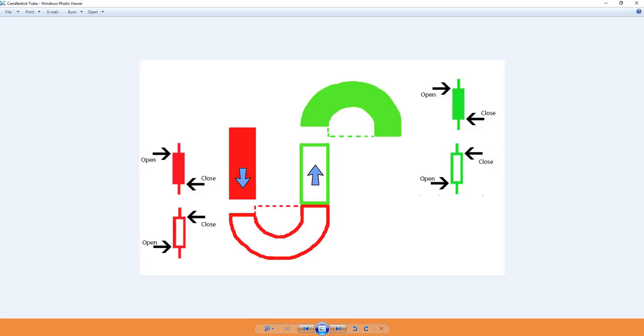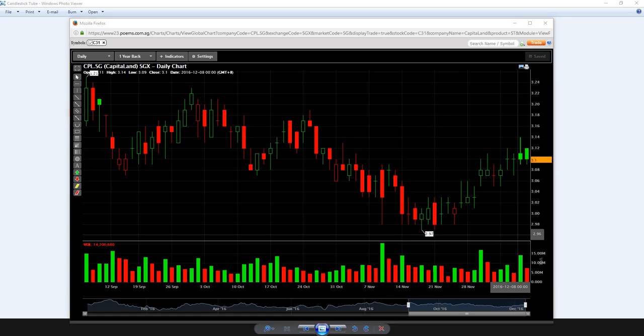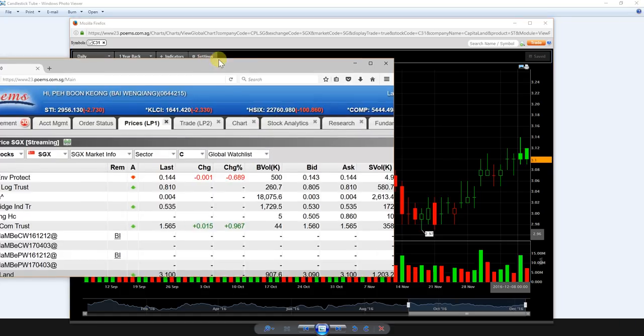Now I'm going to show you a real-life example. Okay, this is the Poems 2 platform which I have been using.